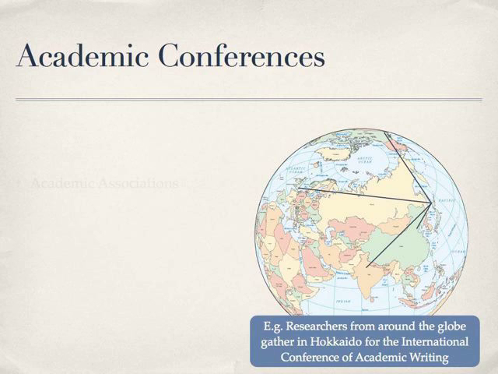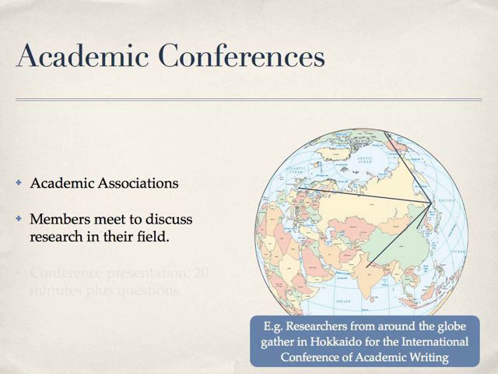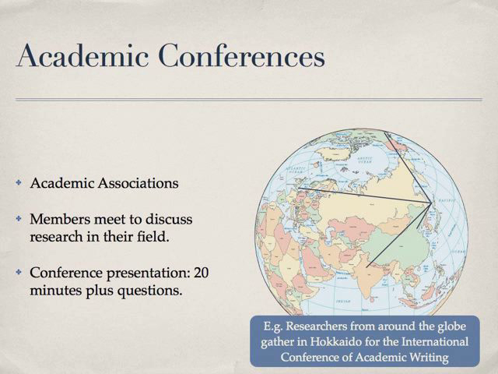There are thousands of academic associations around the world. These associations are national or international groups of researchers in a particular field. The groups organize conferences, where members from around the globe meet together to present and discuss the latest research in their field. A typical conference presentation lasts 20 minutes and is followed by some questions.